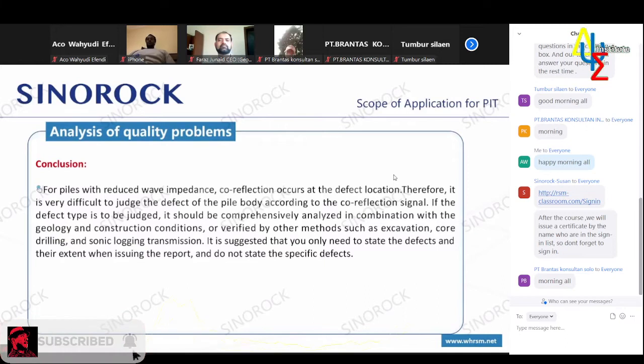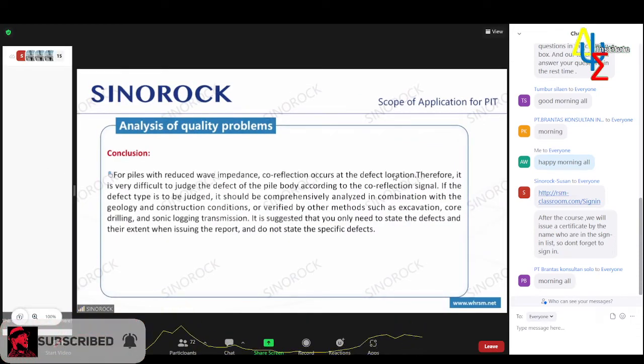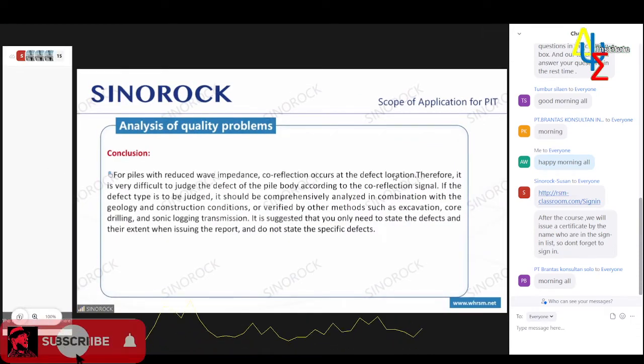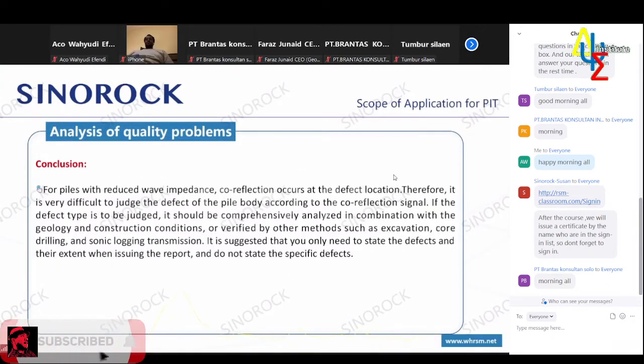Therefore, it is suggested that when you issue the report, you only state the defect and its degree, not the specific defect, because without verification, it is difficult to accurately analyze the nature of the defect, and sometimes we are faced with the combination of multiple defects.